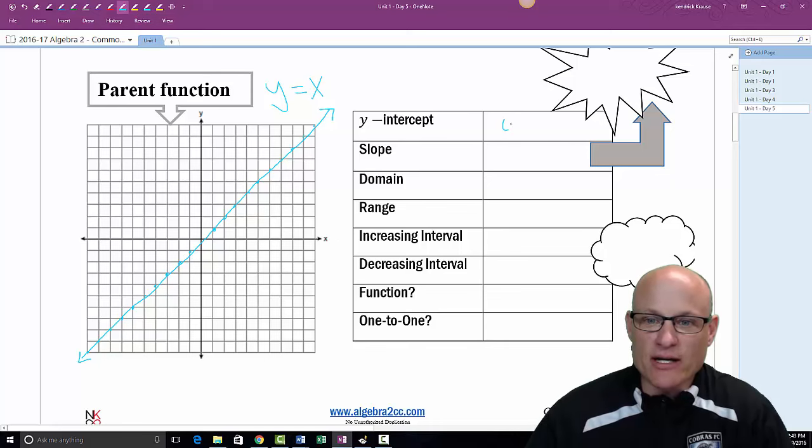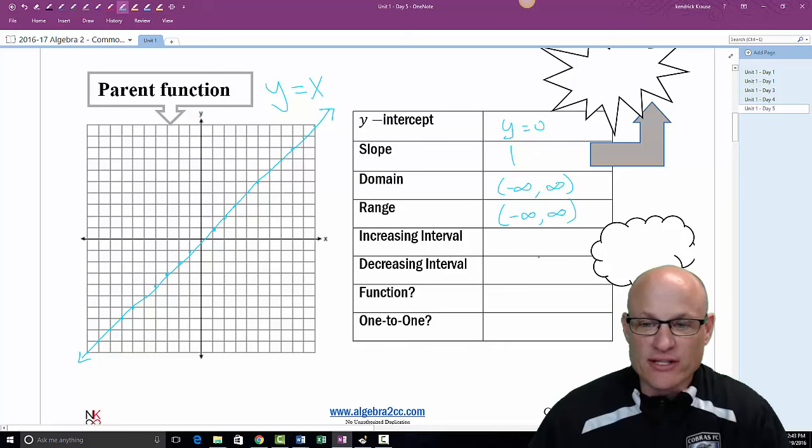My y-intercept is y equals 0. It's the origin. My slope is 1. My domain is all reals, left and right. My range is all reals. It goes up and down forever and ever.